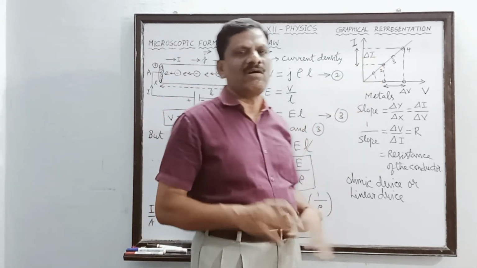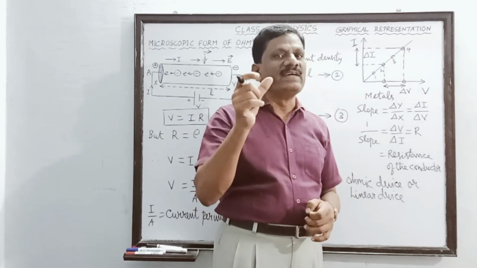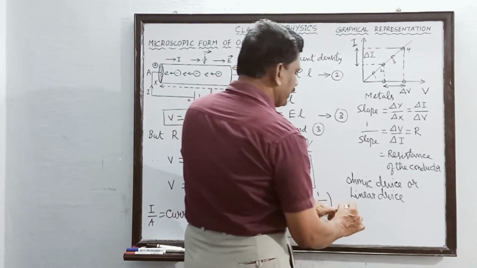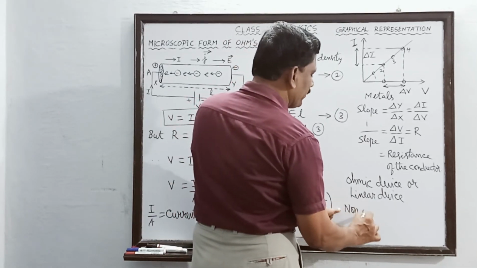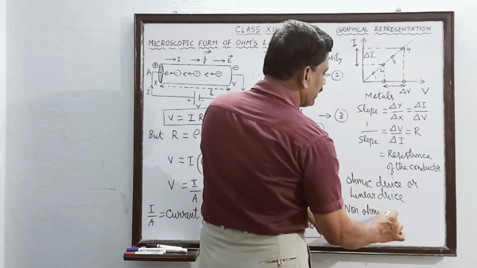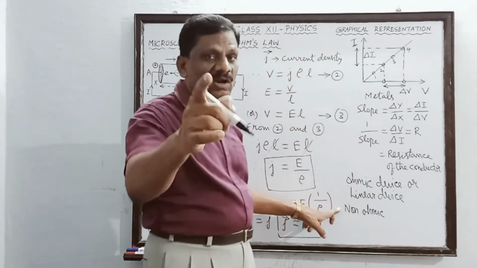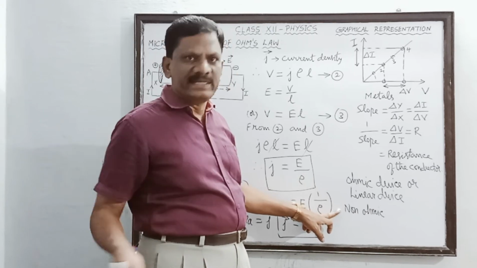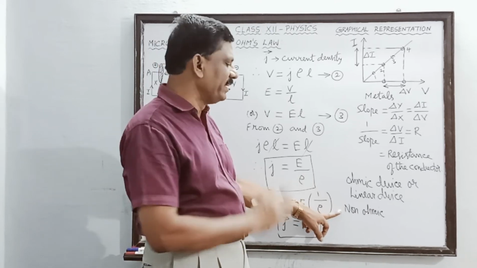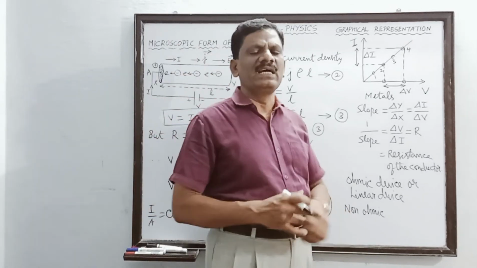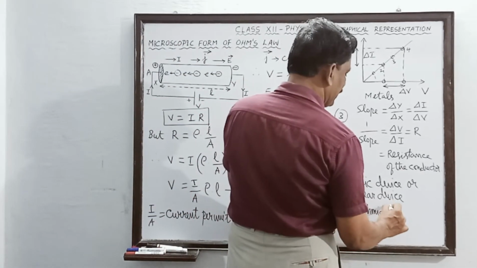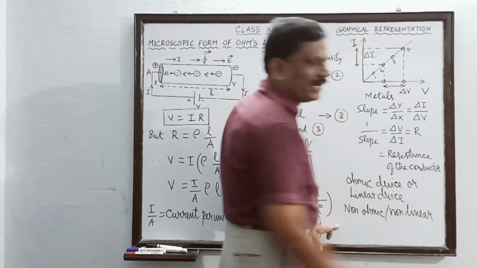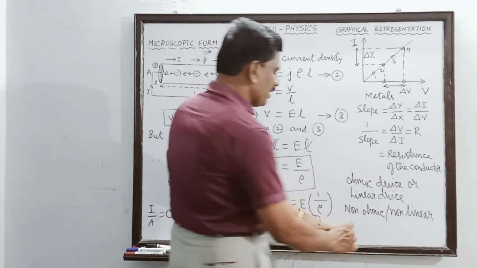Suppose if the graph is not a straight line, then that device does not obey Ohm's law. Such a device which does not obey Ohm's law is called as what? A non-ohmic device. Non-ohmic device. And the graph will not be a straight line. It will be curved line. And we are going to study in detail in the further topics also. As an introduction, I am telling you that if the graph is not a straight line, that is also called as a non-linear device.